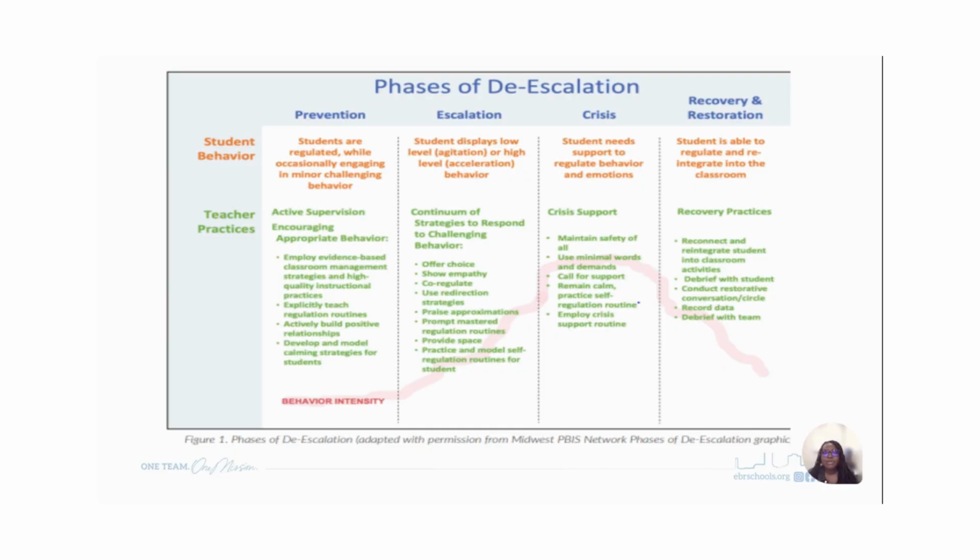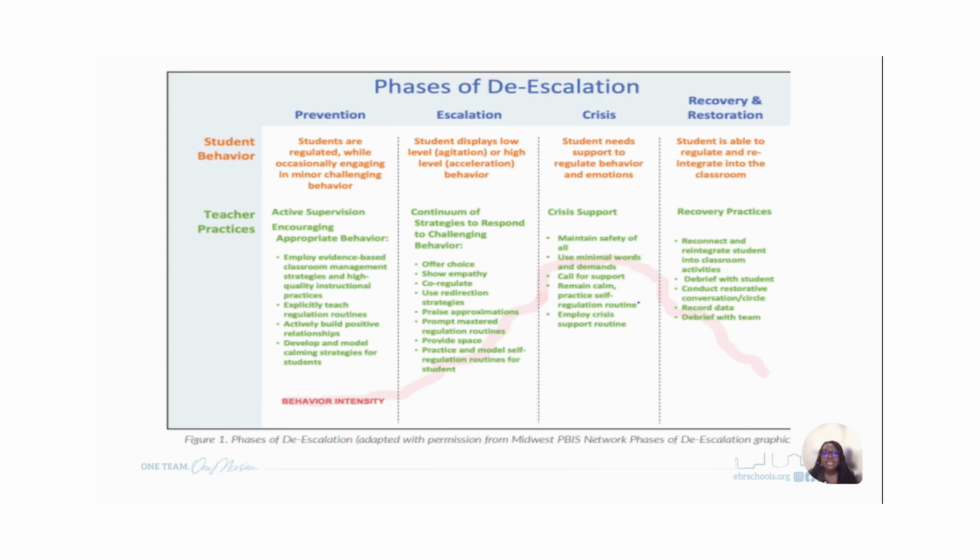They're going to use minimal words and demands. They're not going to give wordy instructions. They may say things in 2 to 3 words. In addition, they may have to call for support, call the office, but above all, they are going to remain calm and practice self-regulation routines themselves. And any kind of crisis, support, or routine, they're going to use it at this point.